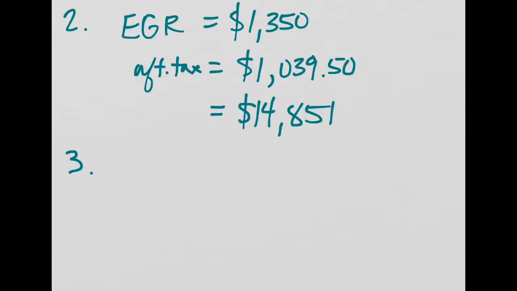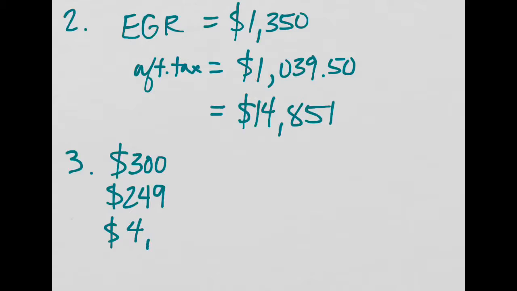Okay, number 3, I'm going to give you the same, just go through the answers here, but they're just going to be the same order. I'm not going to label them every time. You should have $300. You should have $249 for your after-tax, and your expected real return is $4,999.